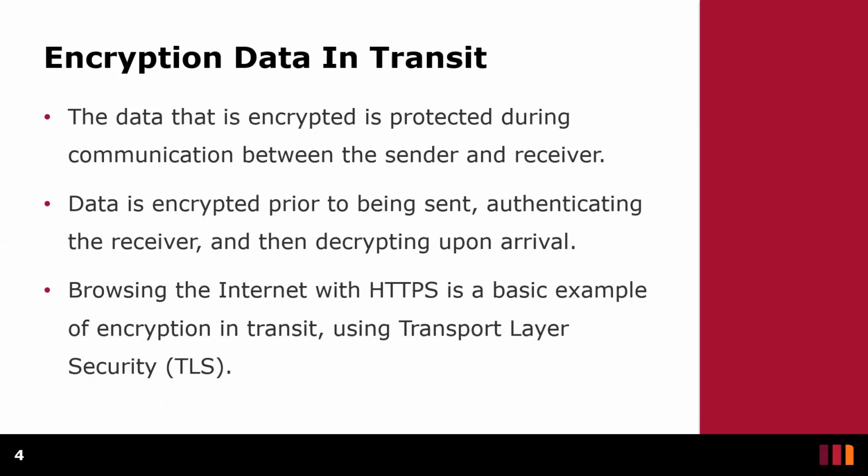Next, let's look at in-transit encryption. The data that is encrypted is protected during communication between the sender and receiver. Data is encrypted prior to being sent, when authenticating the receiver, and then decrypting upon arrival. Browsing the internet with HTTPS is a basic example of encryption in transit, using TLS, or transport layer security.